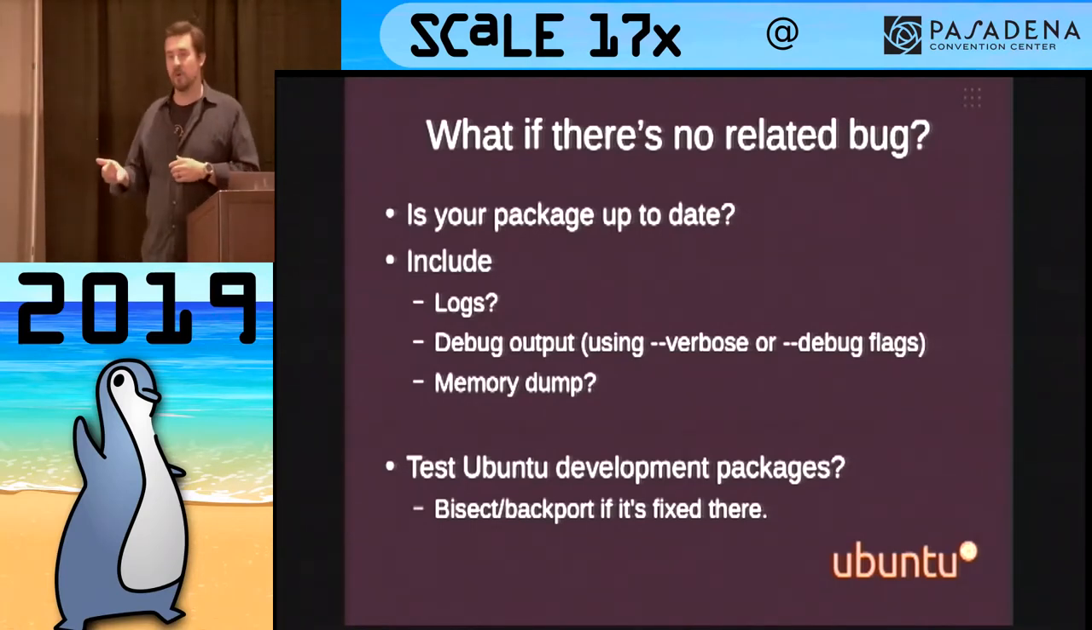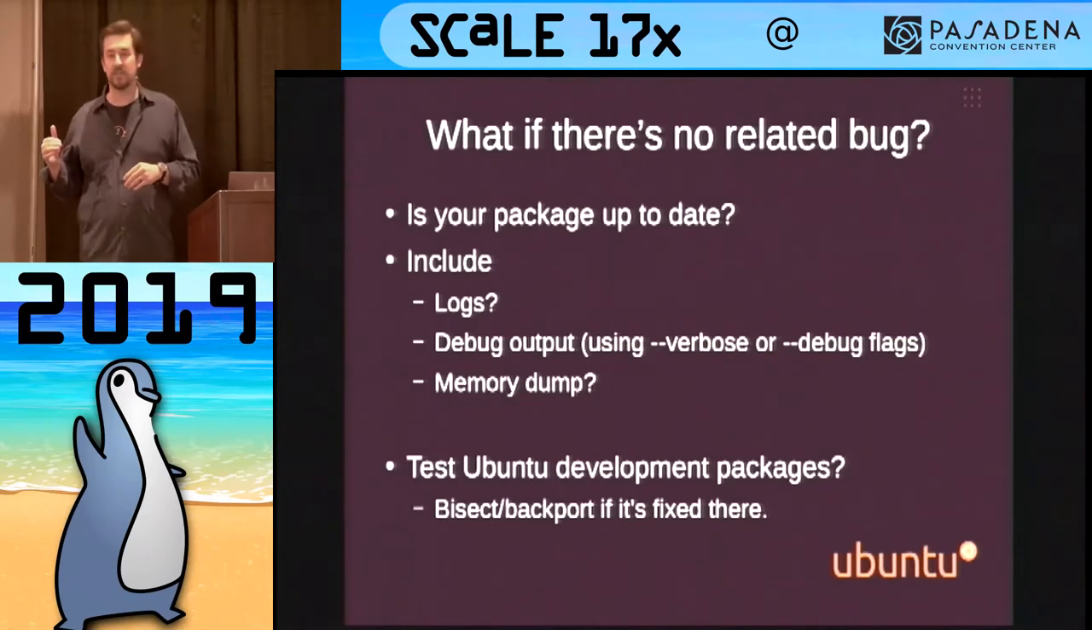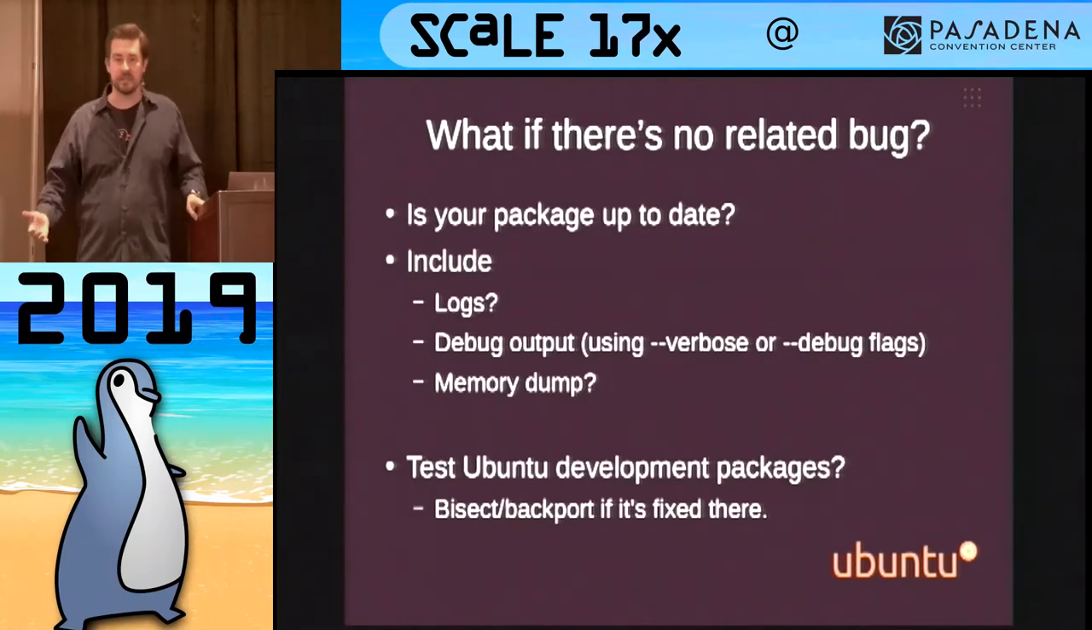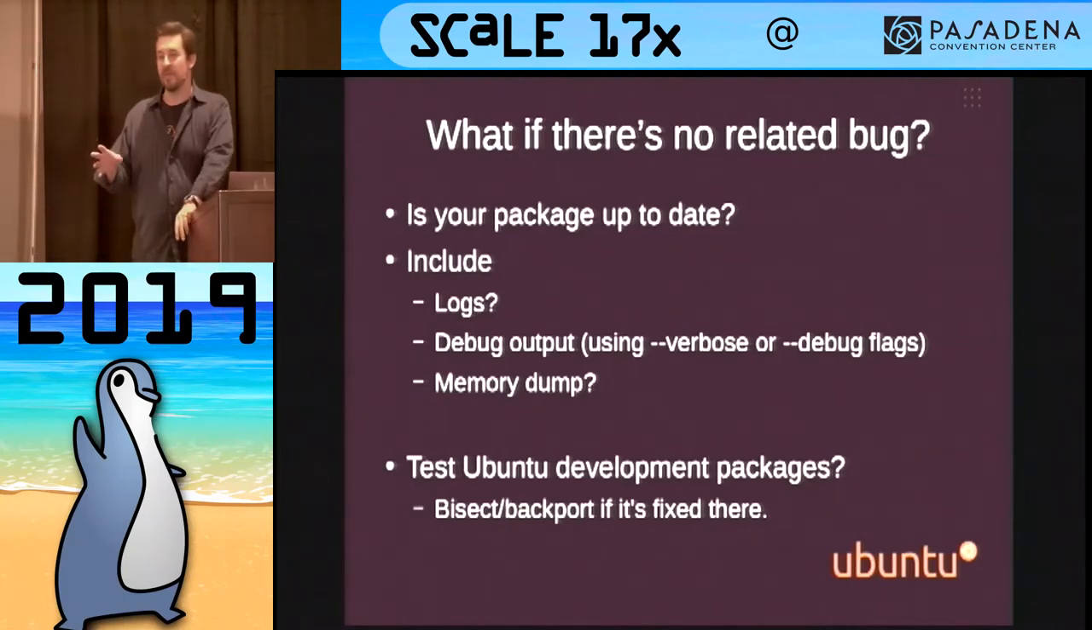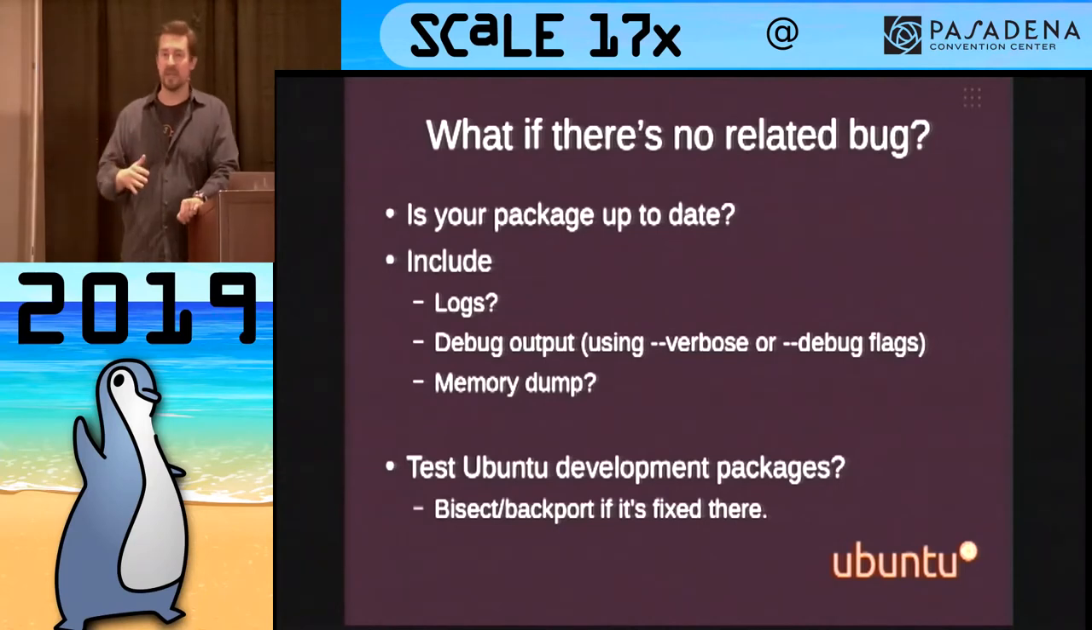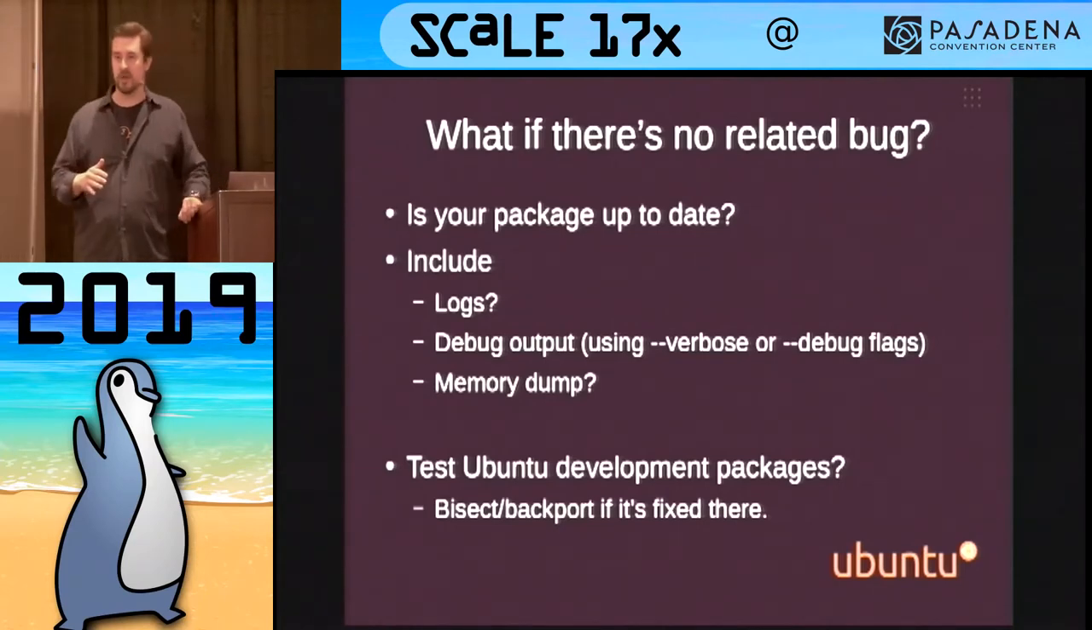And the next thing you might want to do is test the Ubuntu development packages. By development packages, I mean like today that would be Disco, right? So that's the release that's in development, the latest thing. The reason we want that is because it would tell us whether or not there's already a fix in an Ubuntu package. Sometimes if it's a small delta between the version you're on and the one in development, we'll just do a backport of that package into the backports archive.